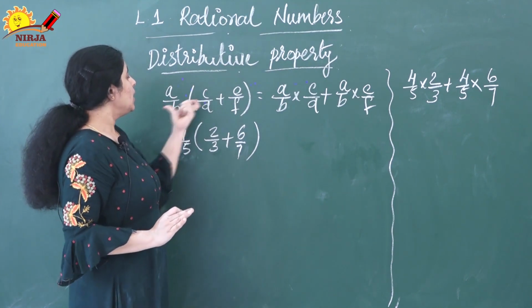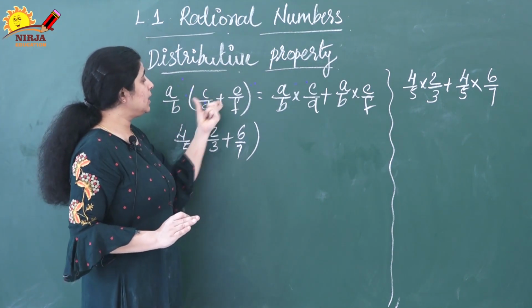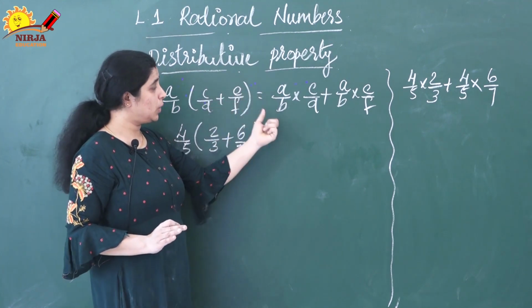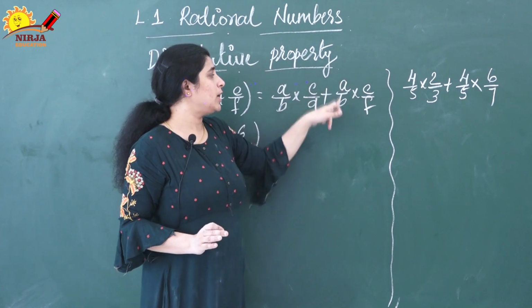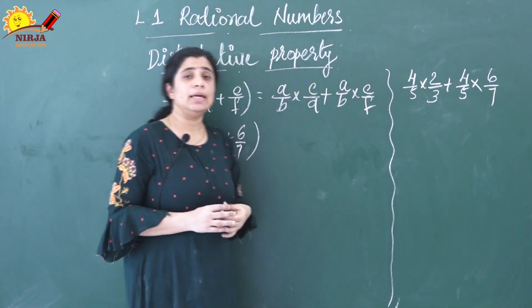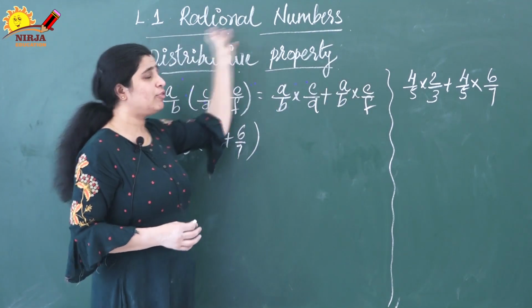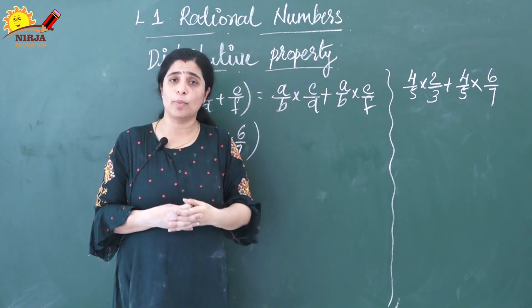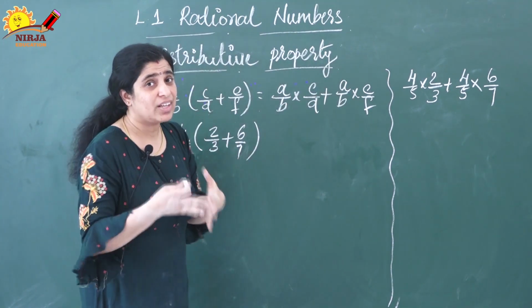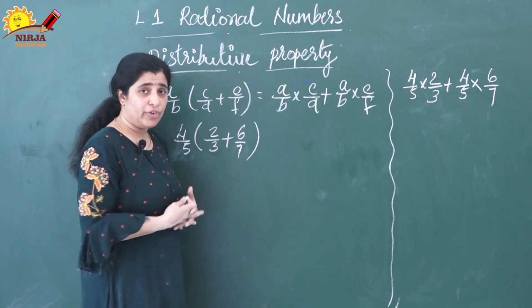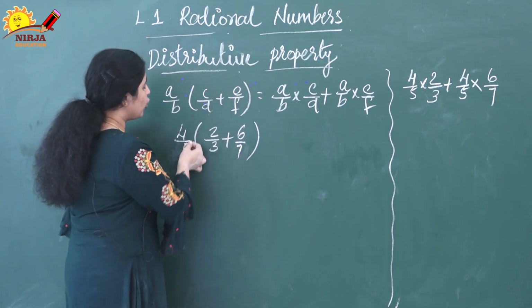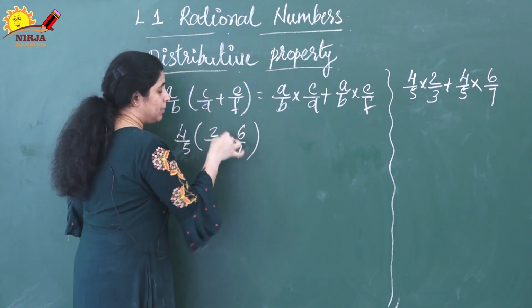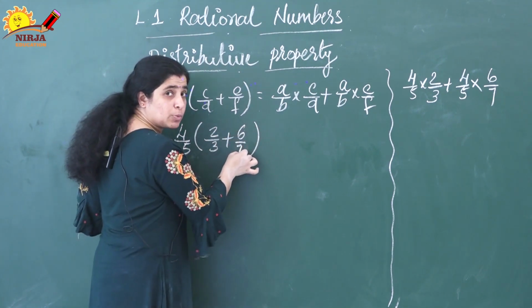A by B multiplied by (C by D plus E by F) will be equal to A by B multiplied by C by D plus A by B multiplied by E by F. This is the general formula of the distributive property. Now we will check whether this is true in the case of rational numbers. So here I have taken one example, 4 by 5 multiplied by (2 by 3 plus 6 by 7).